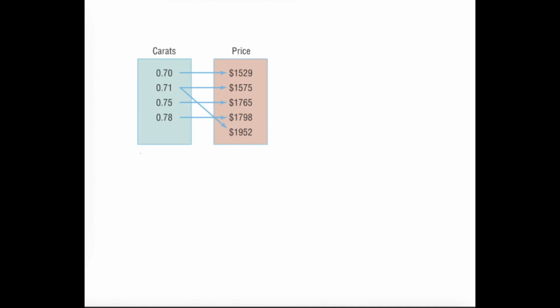Here we have another relationship where the domain elements are carats measuring the size of a precious gem, and the range elements are the corresponding prices of those gemstones. And we're wanting to know whether or not this is a function. So does each domain element correspond to only one range element? Well, this one corresponds only to one range. However, the gemstone that is 0.71 carats corresponds to the price $15.75, but it also corresponds to the price $19.52.